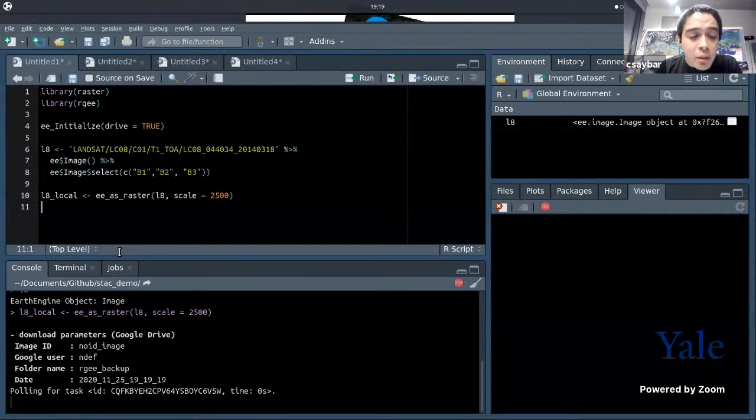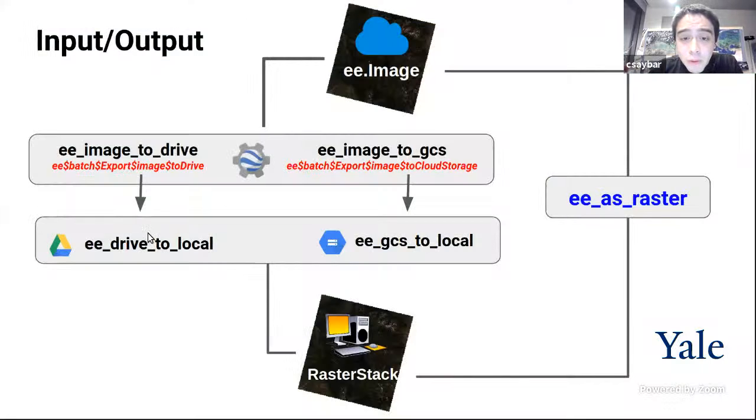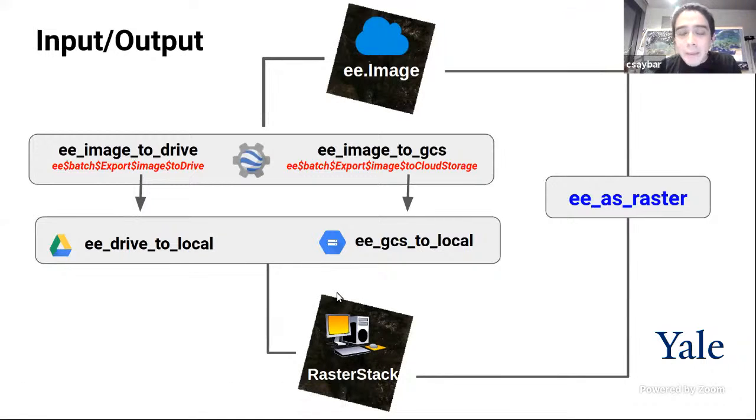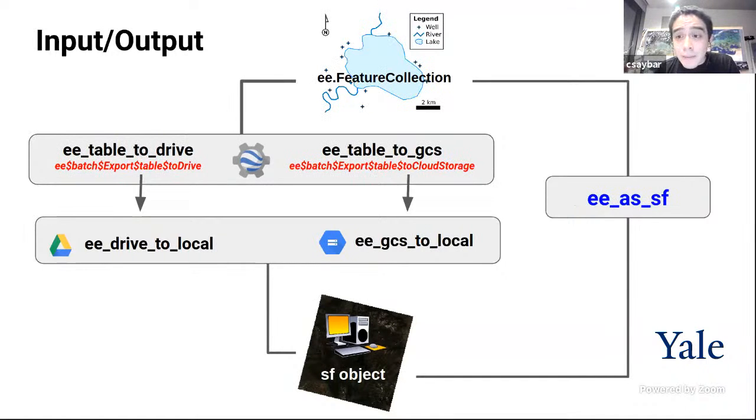If I run this line of code, the first thing this function is going to do is move the image to your Google Drive, and after that, it's going to move it from Google Drive to your local environment with just one line of code. That is something great. I think it makes everything simple, especially if you are trying to download hundreds or thousands of different images from Google Earth Engine. The same logic applies if you are interested in downloading a feature collection, but you need to change EE as raster to EE as sf. That's all.